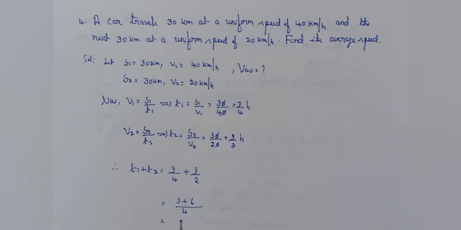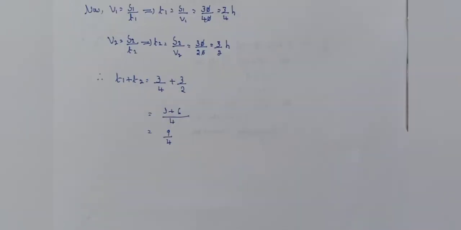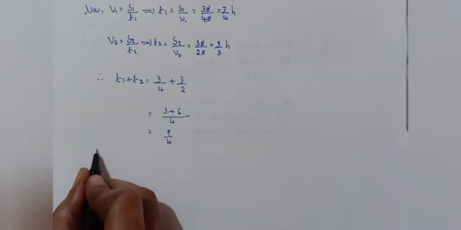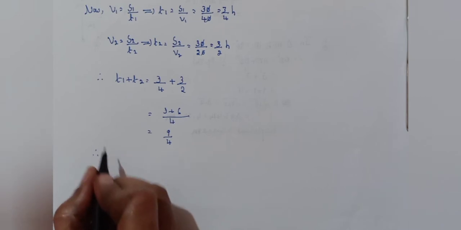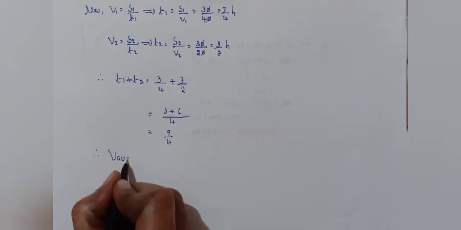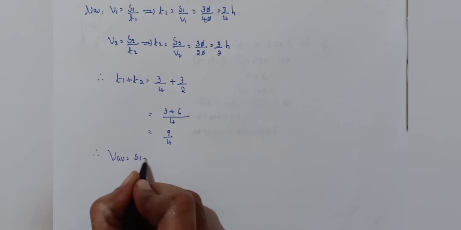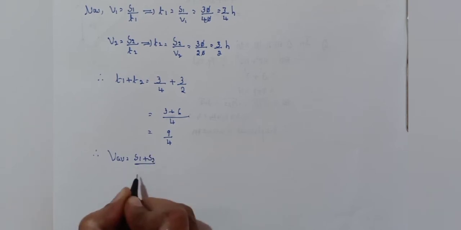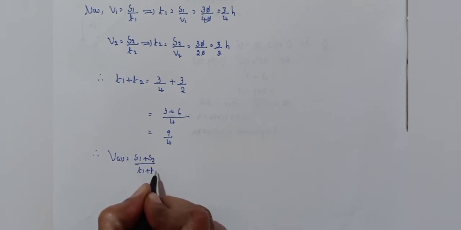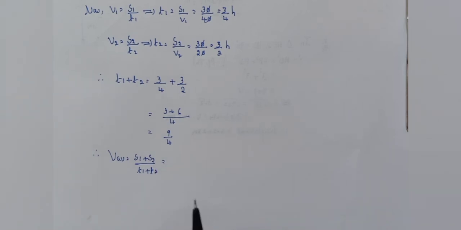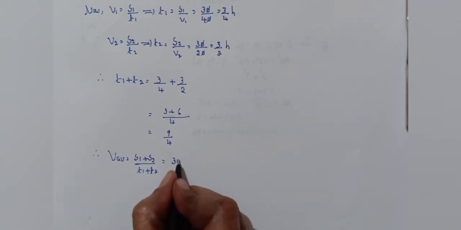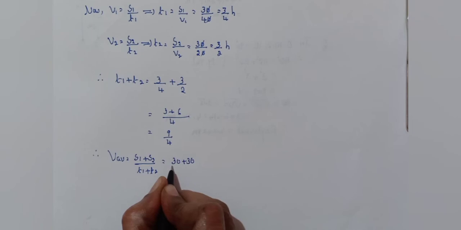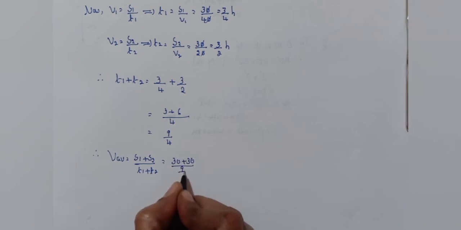3 plus 6 is 9 by 4. So the total time is 9 by 4. Therefore, the average speed is equal to S1 plus S2 by T1 plus T2. So the distance S1 is 30 plus 30. The total time is 9 by 4.